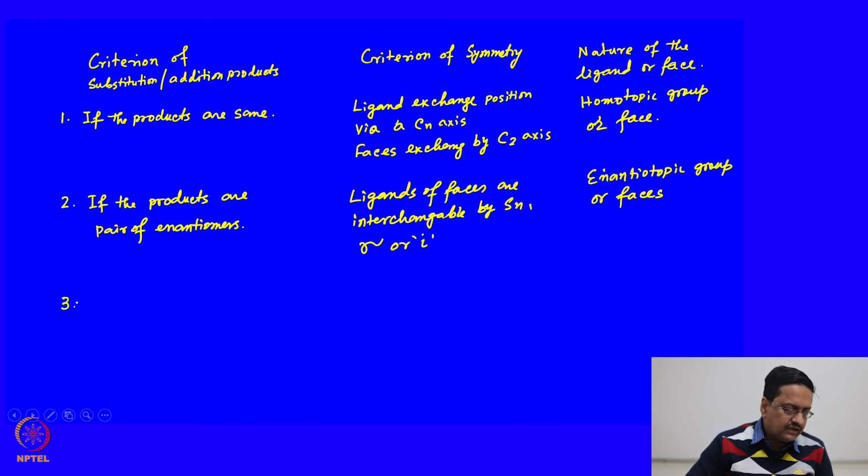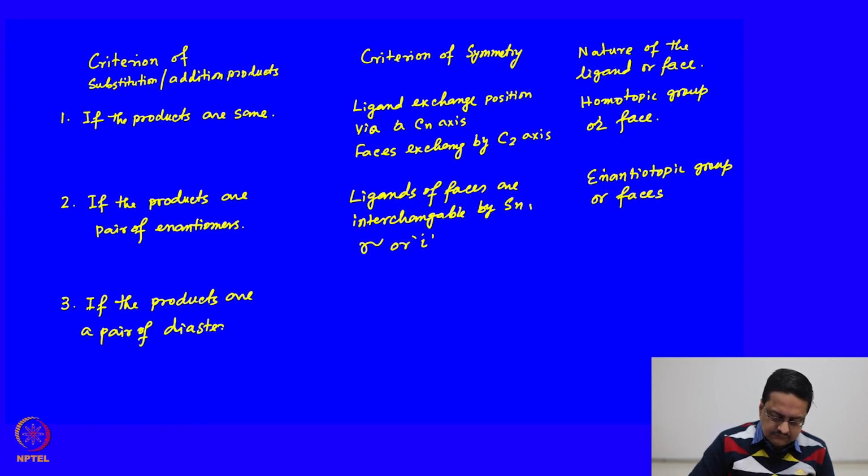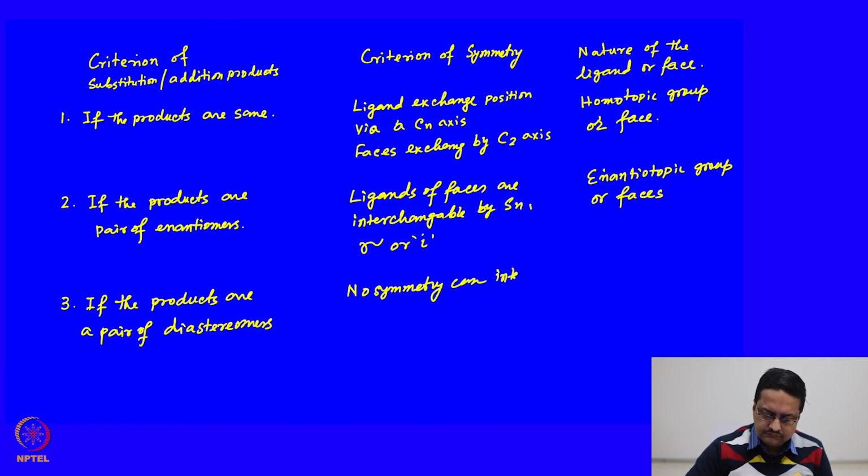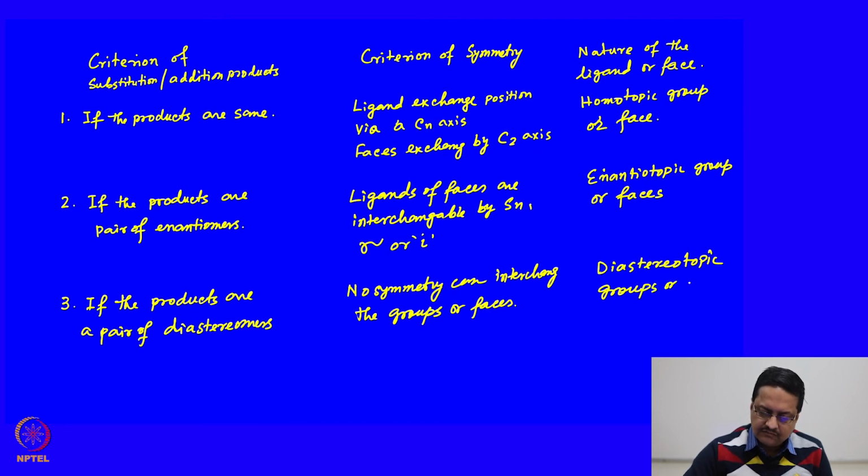The third one is, if the products are a pair of diastereomers, then no symmetry can interchange the groups or faces. They are called the diastereotopic groups or faces.